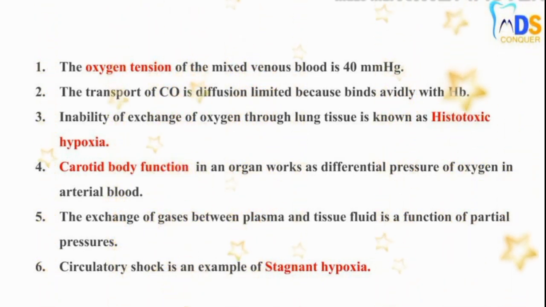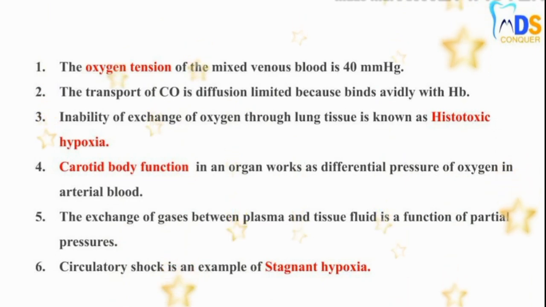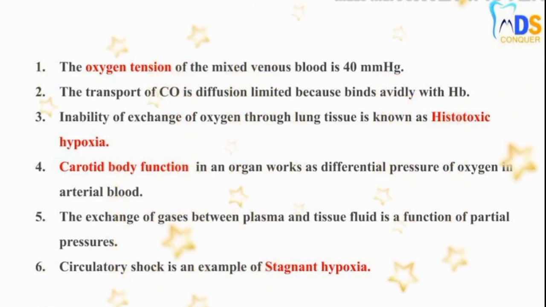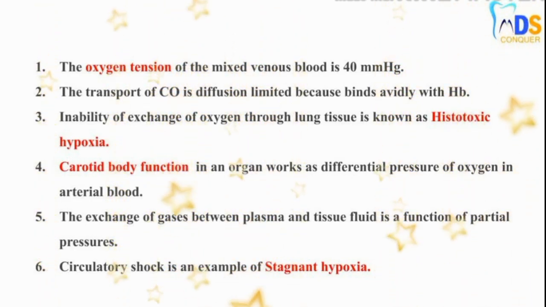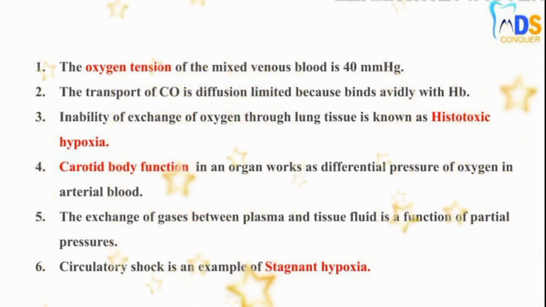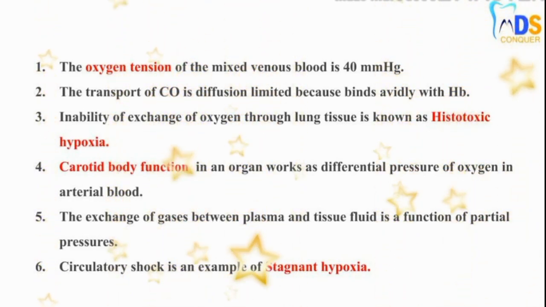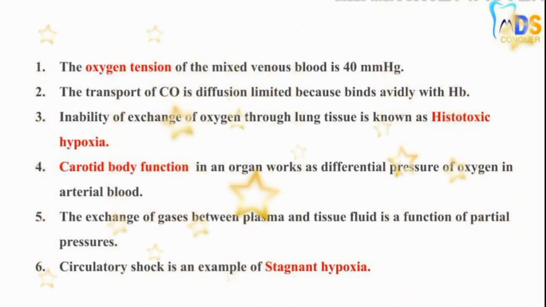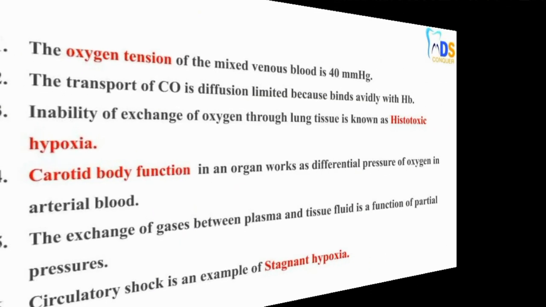Number 3. Inability of exchange of oxygen through lung tissue is known as histotoxic hypoxia. Number 4. Carotid body function in an organ works as differential pressure of oxygen in arterial blood. Number 5. The exchange of gases between plasma and tissue fluid is a function of partial pressures. Number 6. Circulatory shock is an example of stagnant hypoxia.